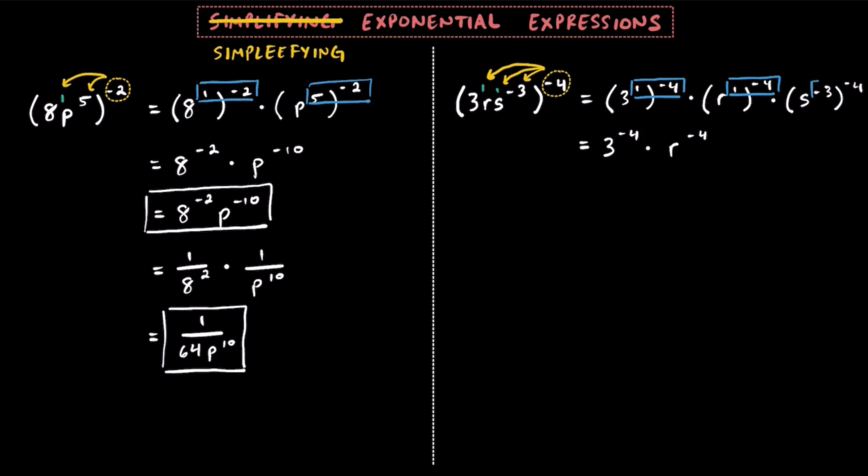And finally, we have this s to the negative 3rd power raised to the negative 4th power, and we can multiply that negative 3 times negative 4, and that's going to be positive 12, so we'll have s to the positive 12th power. So writing this final expression using no fraction bars is just going to be 3 to the negative 4th power, r to the negative 4th power, s to the 12th power. Of course, they're all being multiplied together, but we don't have to write those dots. That multiplication is implied.